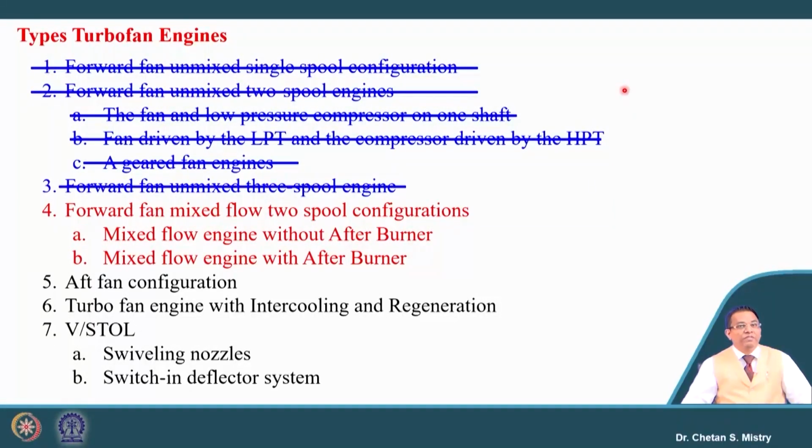And in the last lecture we were discussing the 3 spool configuration. Now, let us move today towards the forward fan mixed flow 2 spool configuration. Here in this case it has been classified in two ways: one, mixed flow engine without afterburner, and mixed flow engine with afterburner. So, you can understand that when I say without afterburner and with afterburner, it has a special application.